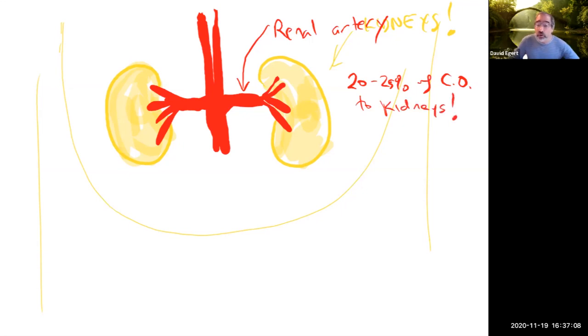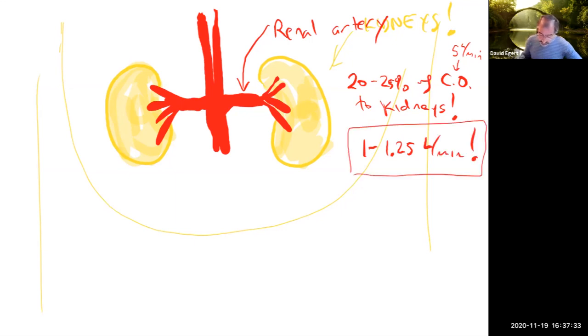So that's huge. So what is a resting cardiac output? Does anybody remember? Was it 5 liters per minute? About 5 liters per minute. So again, resting cardiac output is about 5 liters per minute. That means somewhere between 1 to 1.25 liters per minute are heading into your kidneys. This is going to be important.